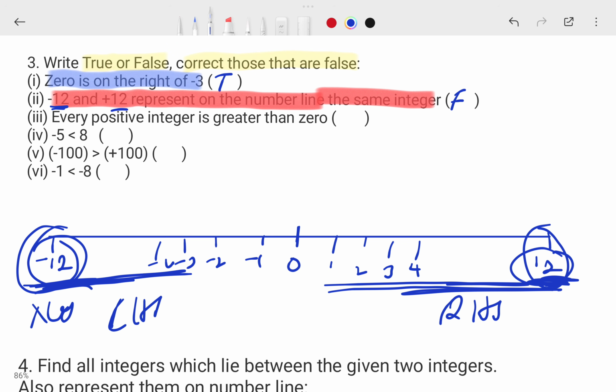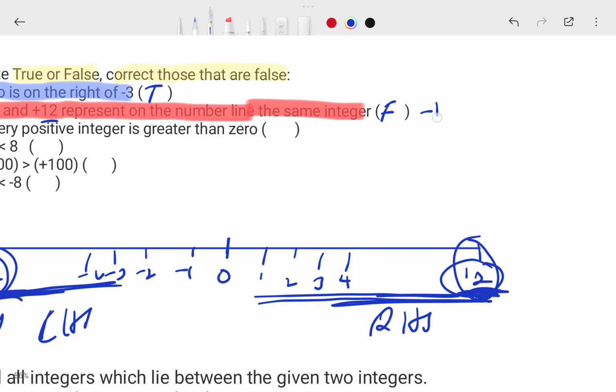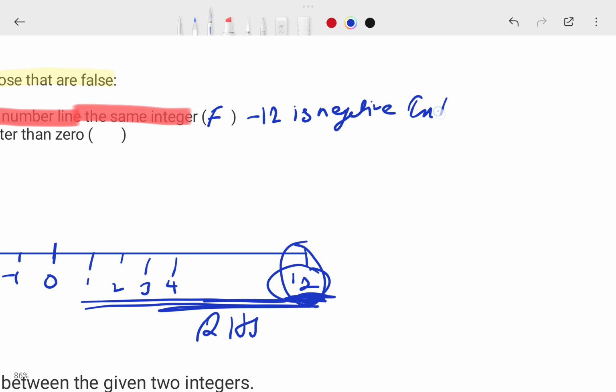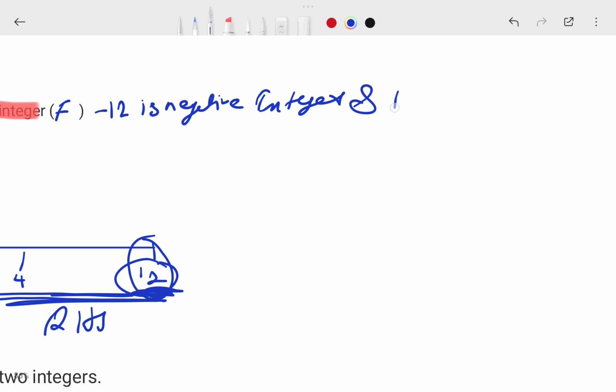So we have to make it correct. So we have to write here that -12 is a negative integer. Okay, now we have to write negative. I am writing integer here, you have to write negative. Negative integer. And plus 12 is a positive integer. We have to write plus 12 is a positive integer.